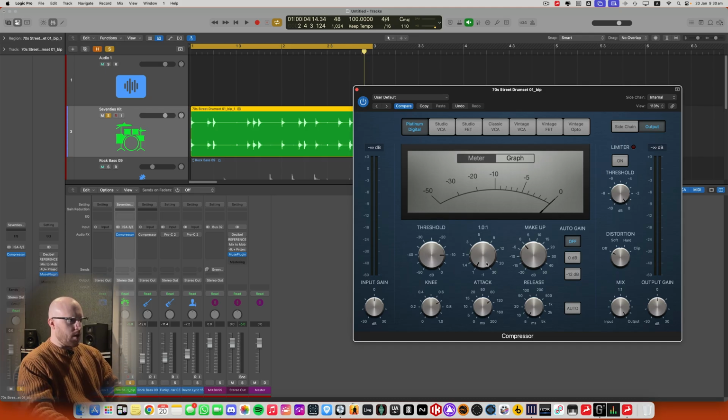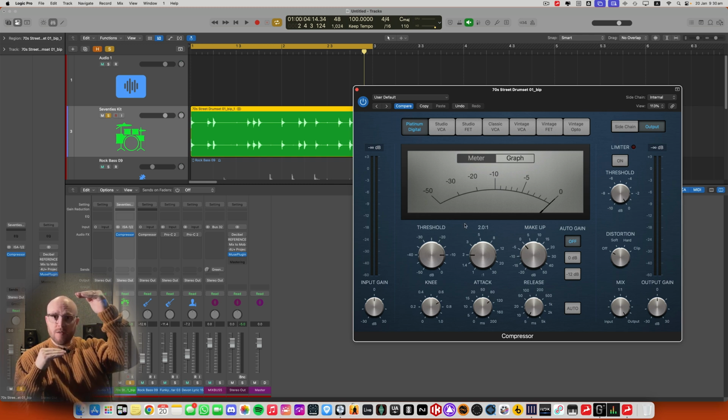Okay, so if we go to a ratio of 2 to 1, therefore, it means that for every 2 decibels that exceed the threshold, only 1 decibel is going to be allowed. So it's in effect a 50% reduction. So if we go 2 decibels above, it's going to be compressed to only allow 1 decibel above the threshold. So if we went 3 decibels above, we're only going to allow 50% of that, so we can only exceed the threshold by 1.5 decibels.